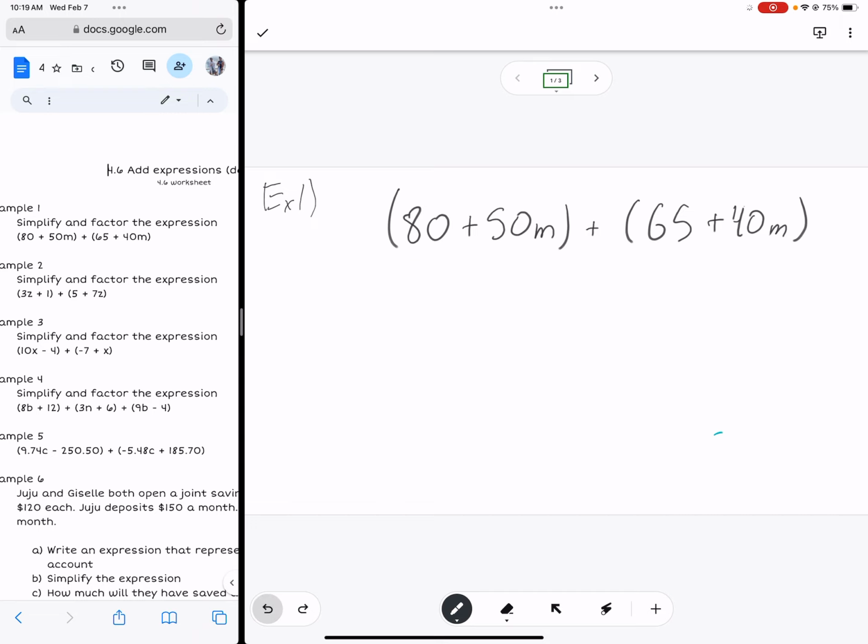When we add expressions, when there is an addition sign in the middle, we're able to use all the properties that are associated with adding. So you can use the associative property, and you can use the commutative property when you're given quantities like this. So I can rearrange this as 50m plus 40m plus 80 plus 65.